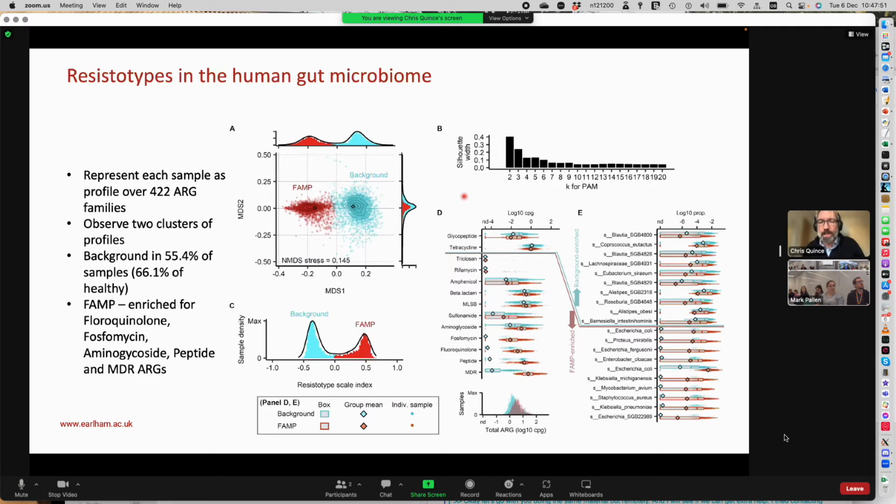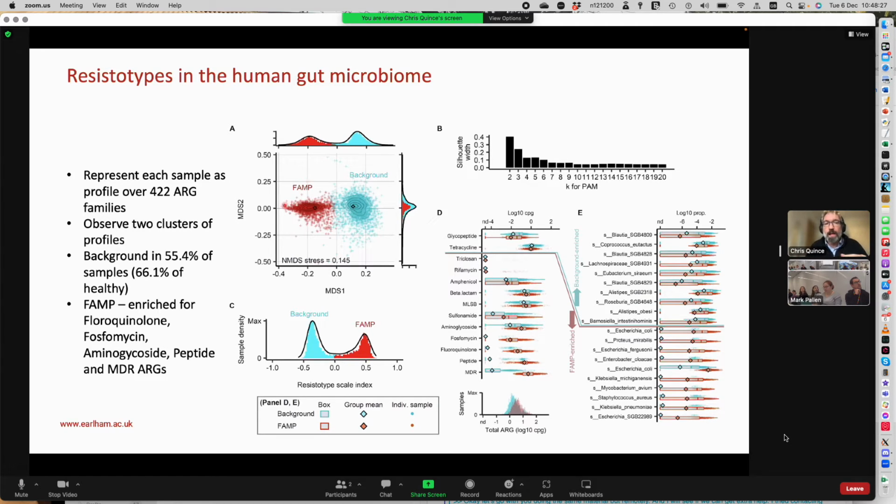All right, so I will talk about this other topic. I think it's also quite useful because we'll see some of these ideas again on Friday, actually. So that was all about the diversity and the total abundance of the ARGs. Another way we can characterize a gut sample is with the profile of the different types of resistance. So we've got these ARG families from the CARD database, and so we can represent each sample as the abundance of ARGs in each of those families.